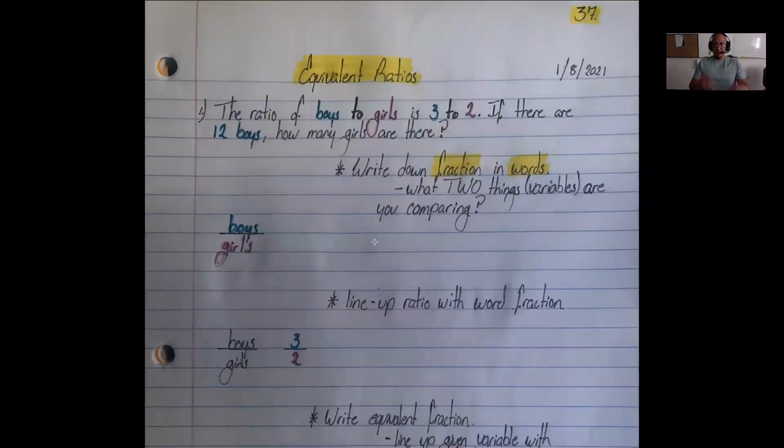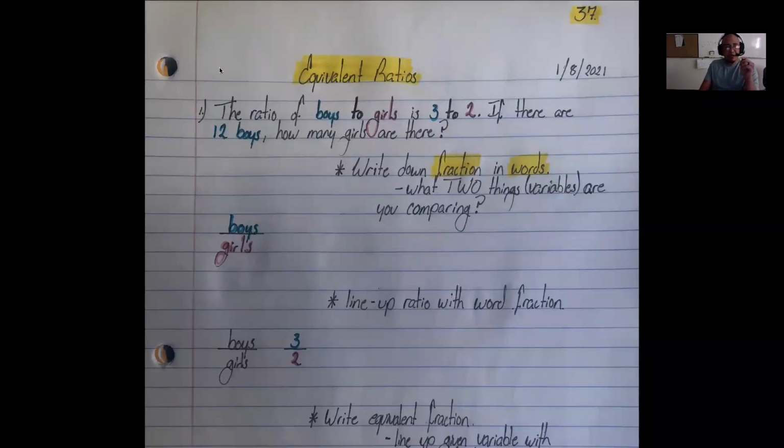All right, so like always, pause it, copy down the heading, especially for this first example. As you can see, this one's going to get a little wordy, so anytime that I ask you to copy something down, just pause it, copy it down, and then continue so that you can be doing it alongside me. All right, so equivalent ratios.